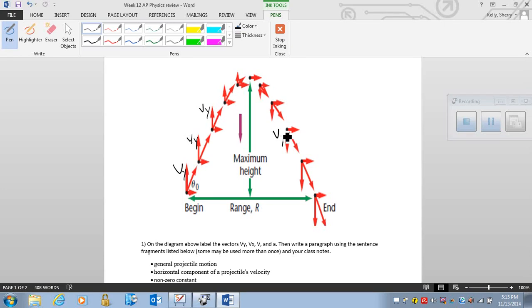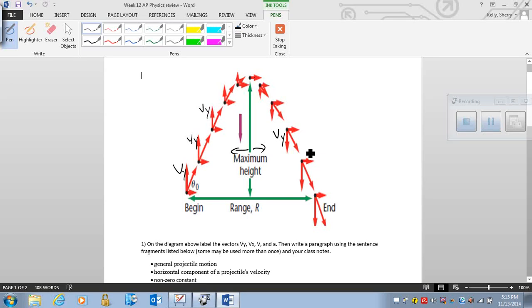If you notice the vectors on the left side of the maximum height, all of those vectors show a trend. As they go up, they decrease. And then likewise on the right side, as they go down, they increase. So this is indicative of the fact that the magnitude of the velocity decreases as it goes up and increases as it goes down.